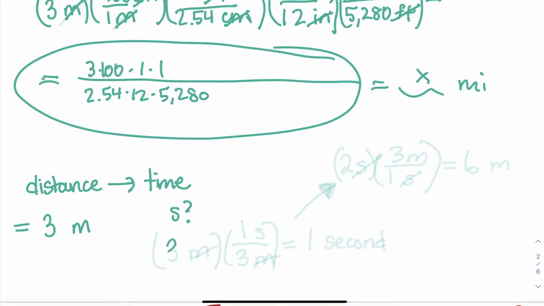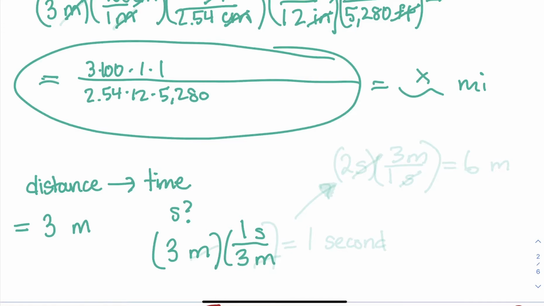So if I said I moved 3 meters and I was moving at, let's say, 3 meters per second, well, it would be pretty simple that it would be 1 second. However, we could say then that in 3 meters, there is 1 second.